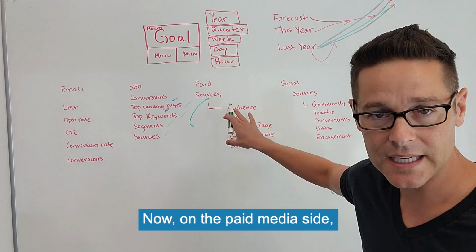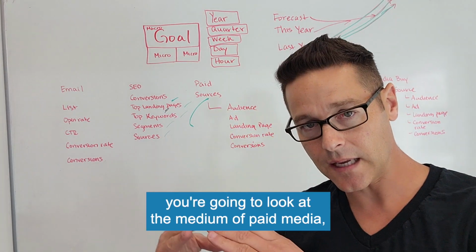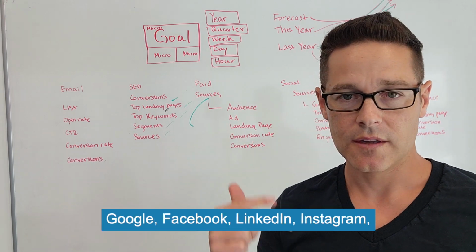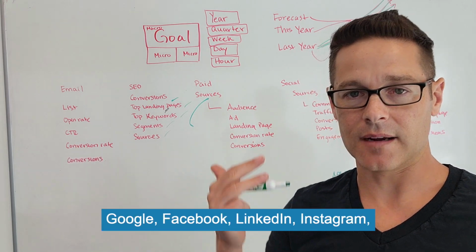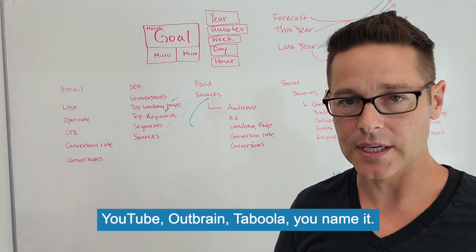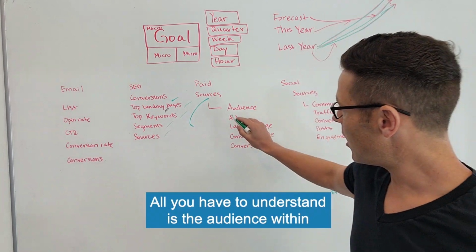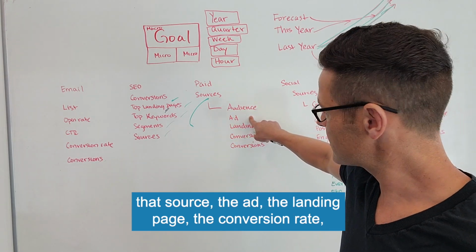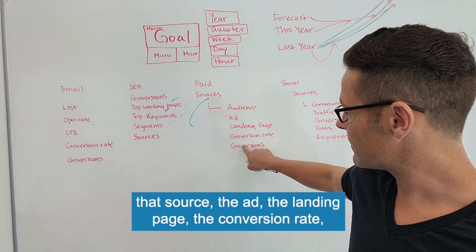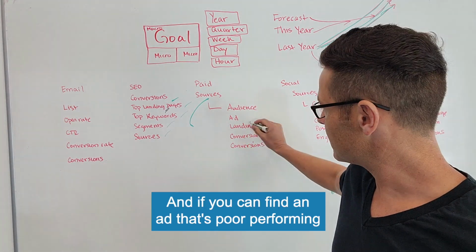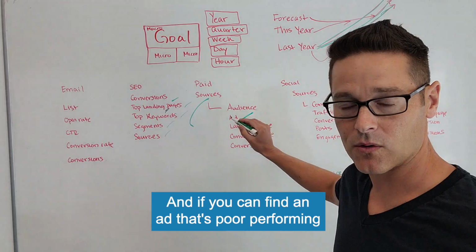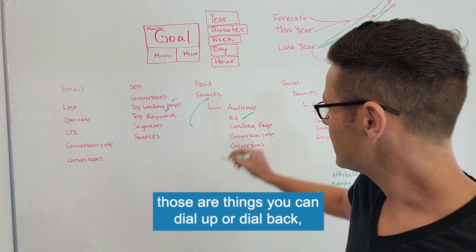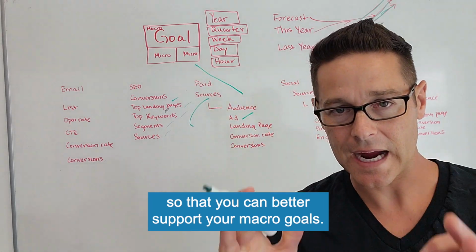Now, on the paid media side, you're going to look at the medium of paid media, but then the sources underneath, which could be Google, Facebook, LinkedIn, Instagram, YouTube, Outbrain, Taboola, you name it, right? All you have to understand is the audience within that source, the ad, the landing page, the conversion rate, and the conversions. And if you can find an ad that's poor performing or an ad that's performing really well, those are things you can dial up or dial back so that you can better support your macro goals.